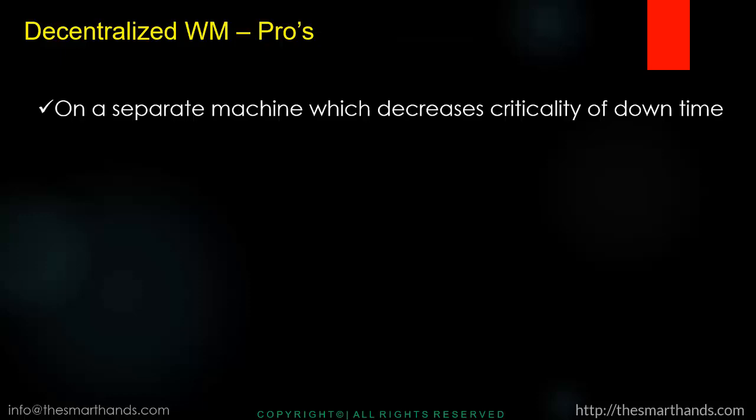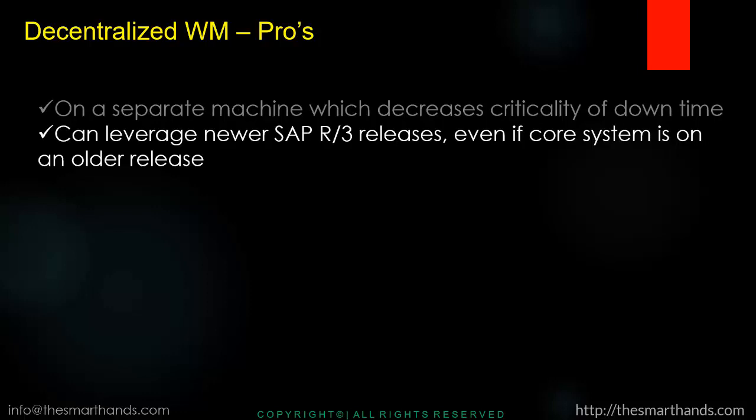So what are the pros of using decentralized warehouse management? It's on a separate machine, which decreases criticality of downtime. You can leverage newer SAP R/3 releases even if the core system is on an older release. So if using the ECC system where you are only utilizing the WM system as a part of DWM, then you can update your WM system with all the new releases, but you don't need to worry about updating the other integrated system.